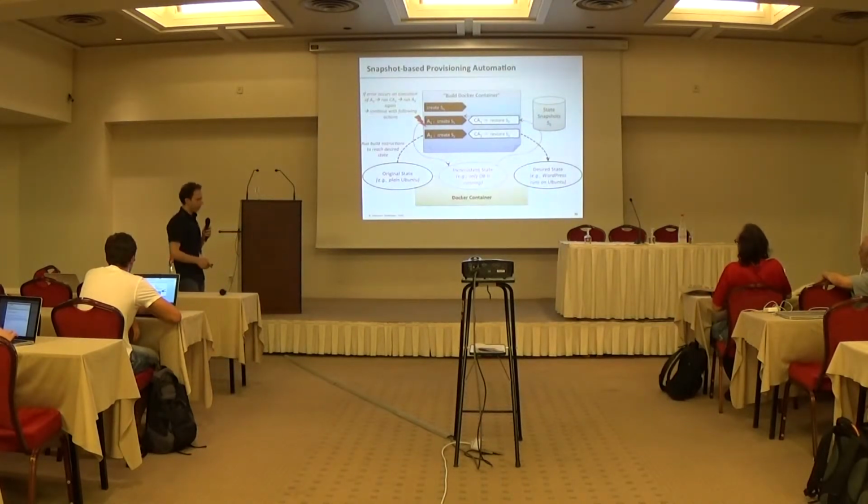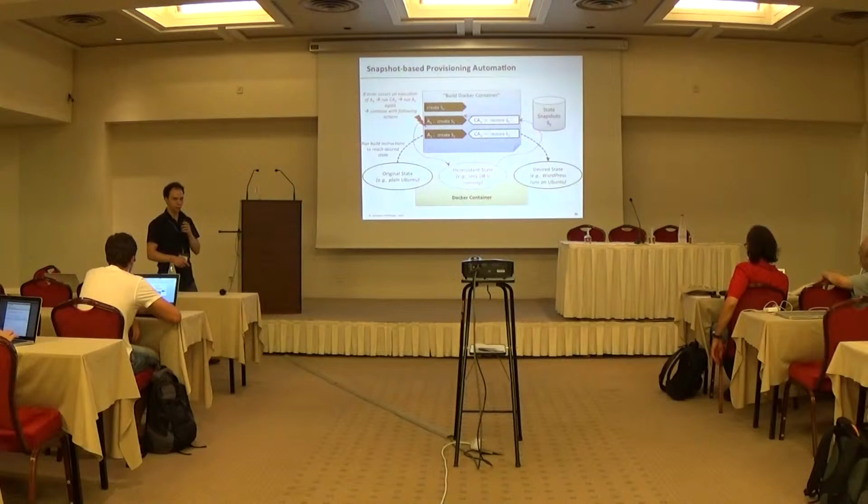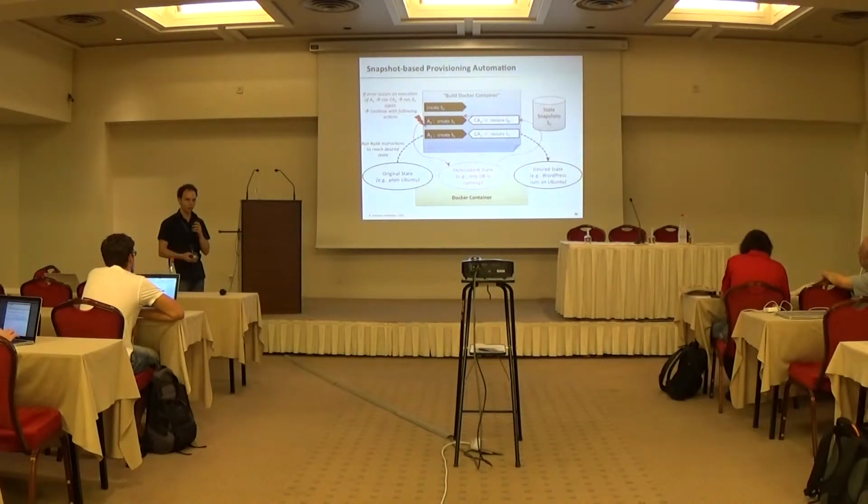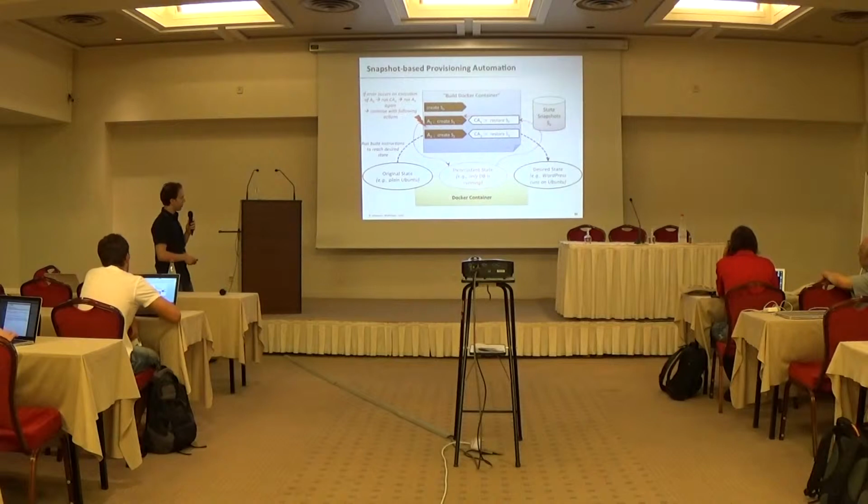That means we basically saw that Docker implements a snapshot-based provisioning automation approach. That means we do not assume that the build Docker container instructions, so to speak, are idempotent on its own. We can assume, for example, if there is an error during the build of the container, we can reverse to the last snapshot, basically the last action that was executed successfully, and then we just go in from this point and execute the other actions.